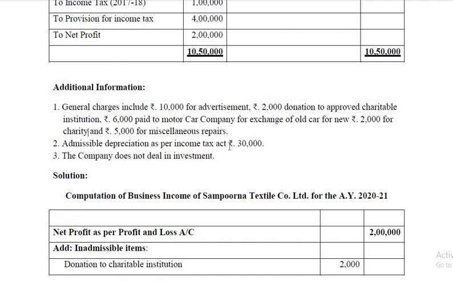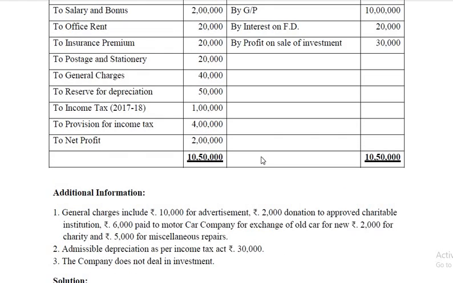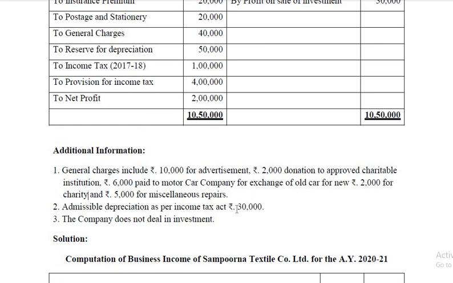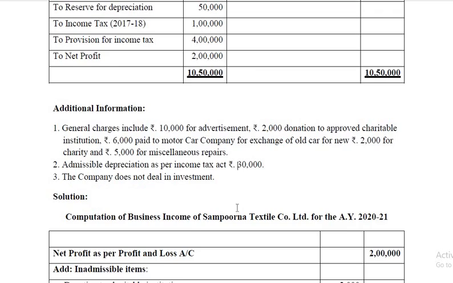Admissible depreciation as per the Income Tax Act is 30,000. Here what is debited? Okay, depreciation. Yes, reserve for depreciation is there. There is no item called depreciation. Therefore, reserve for depreciation is added back, and what is allowed is 30,000, which is deductible.